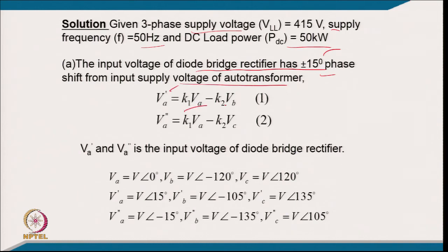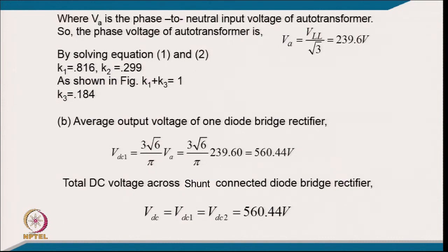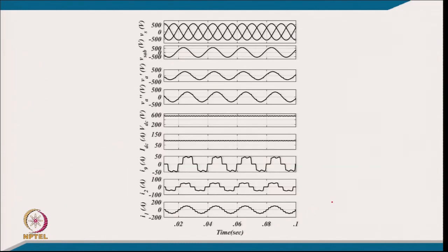So, for that you can have a relation to get these constants K1, K2 for the winding. These are the 3 sets of voltage: the original, and two phase shifted by plus 15 degrees and minus 15 degrees. Putting in the values for these voltages, you can find the constants K1, K2, which provide the plus minus 15 degree phase shift, and you get the value of K3 also. Typically the DC link voltage is equal for both the bridges.